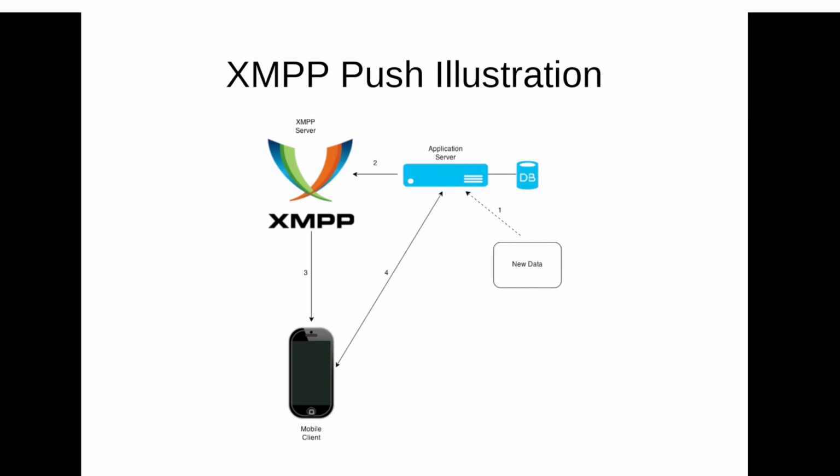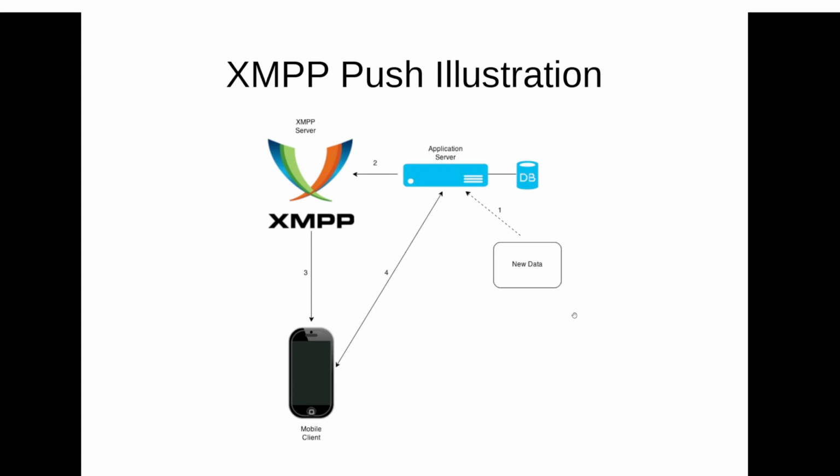Here we have a very basic, very straightforward illustration of how XMPP works. First, what we have is a mobile client that has an application that has implemented XMPP in some way. We have an application server that is in the cloud, along with an XMPP server. So these are just services, entities. They could be on the same machine, different machines. It really doesn't matter. And we have some notion of a database keeping track of some information.